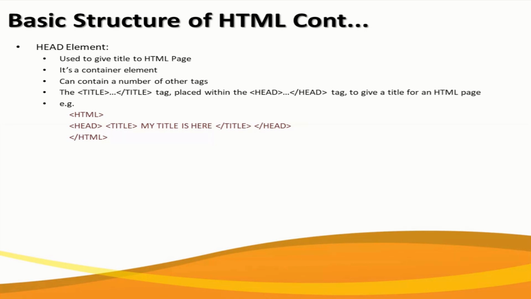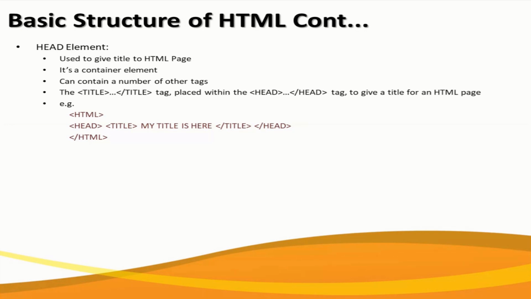It can contain a number of other tags like the title tag, which is used to give the title of the web page. Follow the example where we start with the HTML tag, then the head tag, and under that the title tag. Whatever text we give here will show in the title bar of the web page. Then close the title tag first, then head, and last the HTML tag. One thing to note: the tag you open last, close that tag first, then close other tags according to that.